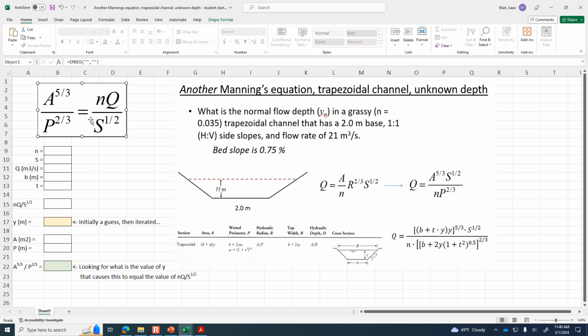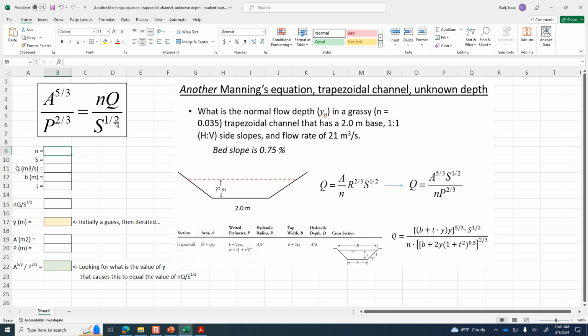And what is it about the right-hand side that's different from the left-hand side? When we don't know the flow depth, then everything on the right-hand side is a constant. So the n value is going to be given, the flow rate is given, the slope is given. So we put all of the constants on one side, and then all of the terms that are a function of the depth on the left side. And we'll play around with what y value makes it so that the two sides are equal. Okay, so let's put in what we know about this channel.